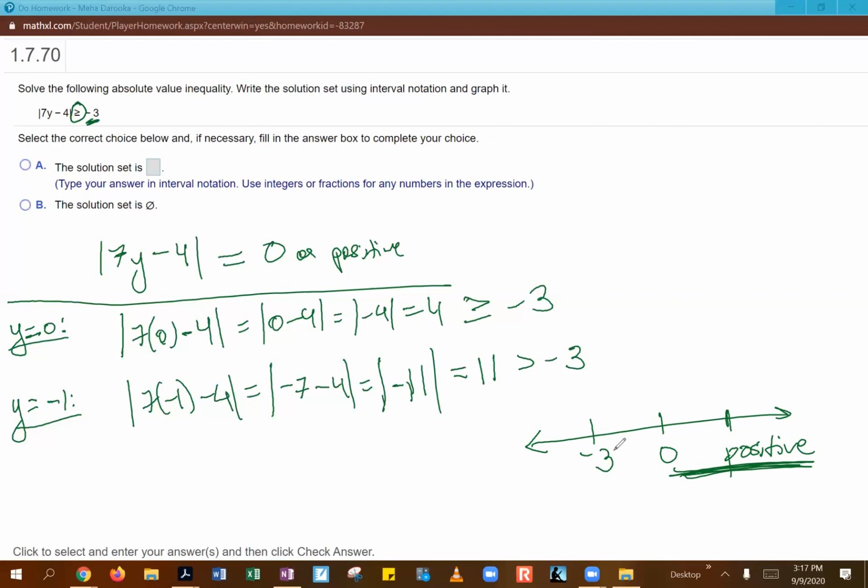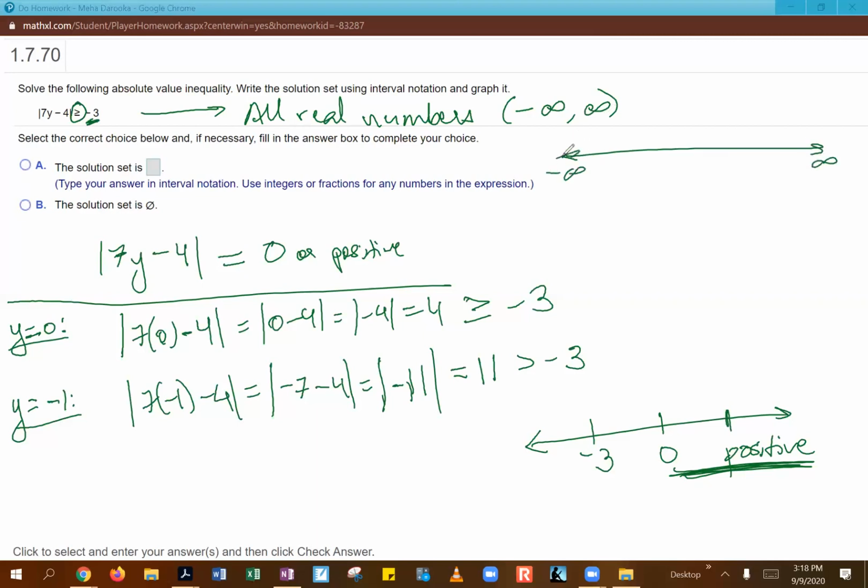So no matter which of these numbers we end up getting, they will always be greater than negative 3. James had actually sent that answer in the chat, where the solution set was negative to positive infinity, because we're basically saying for the y value, you can use all real numbers, because all those real numbers are still going to give us an answer which will be greater than or equal to negative 3. So your interval notation will be negative to positive infinity, and your graph will be where the entire number line is shaded.